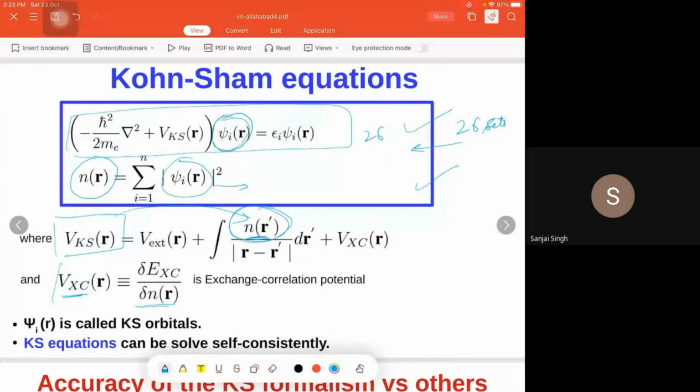So what we will do is start with a guess. I'll take psi i, make a guess, plug it here, and calculate these terms, the Hartree term and all. I will compute the full VKS, the Kohn-Sham potential, plug it here and solve it again. We will discuss in the following slides how these are done. The orbitals you get in this way are named Kohn-Sham orbitals.